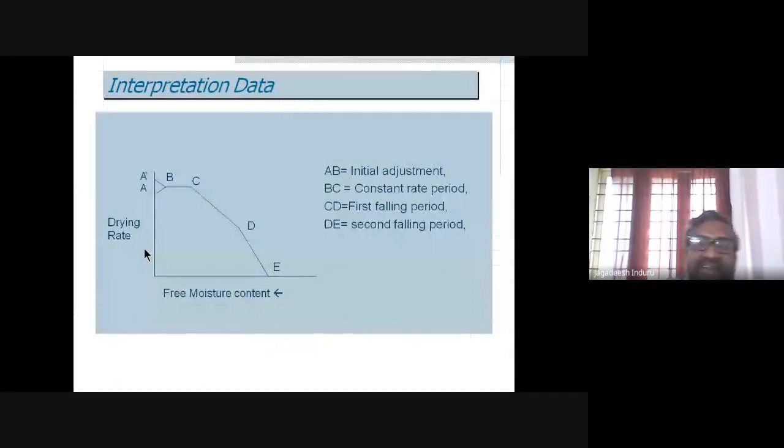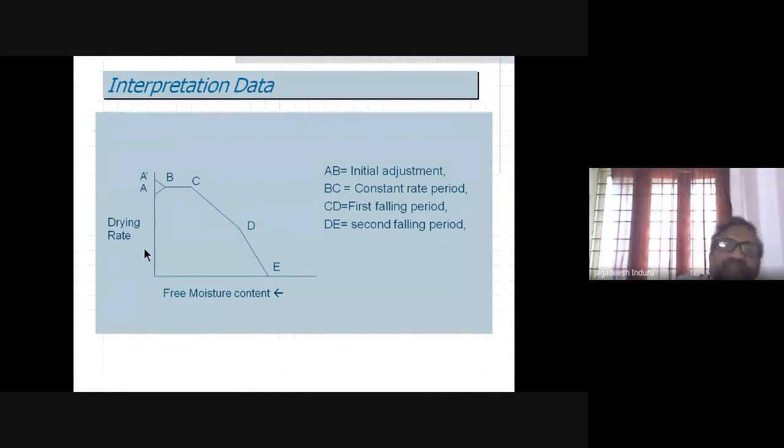The second stage is the constant period. Constant period means the rate of drying is the same for a particular period of time. When the material is at FMC, this will happen. If the area is constant and the drying is also constant, you will have a similar rate of drying.